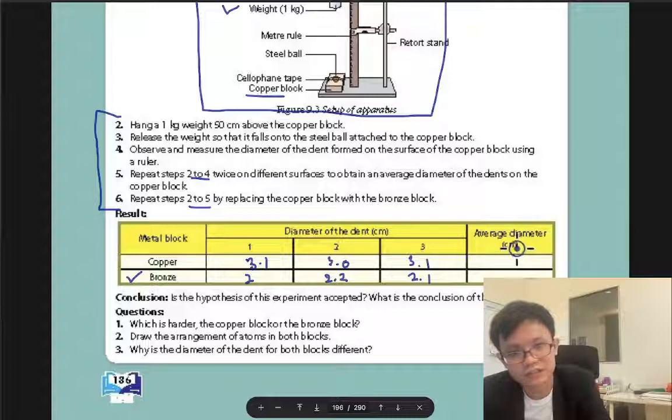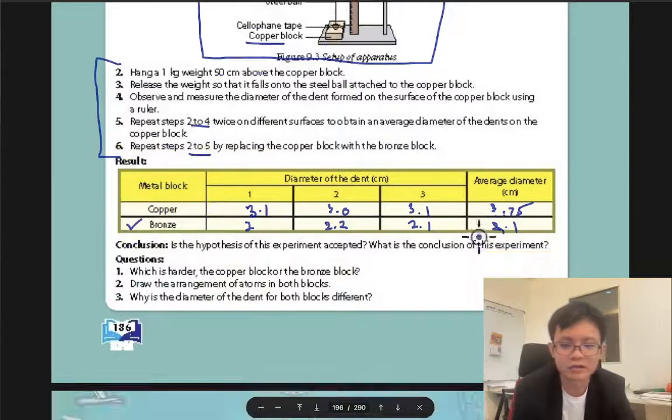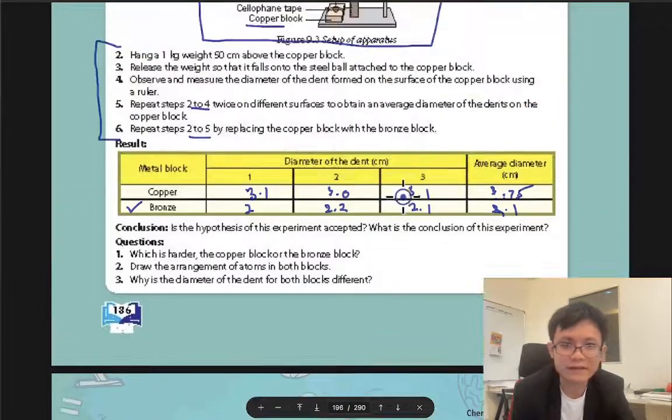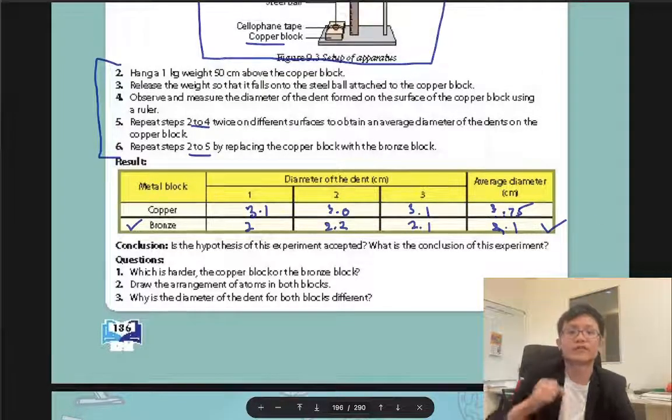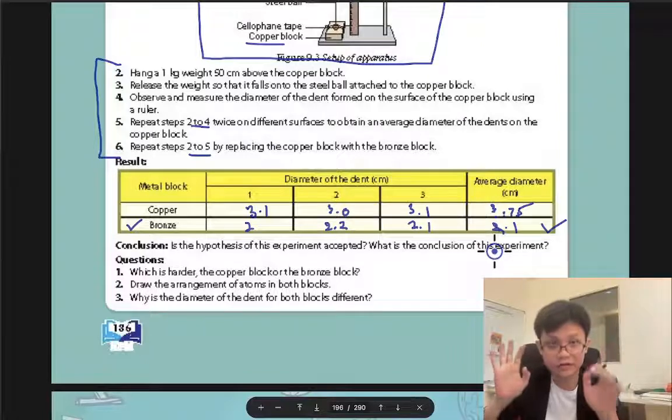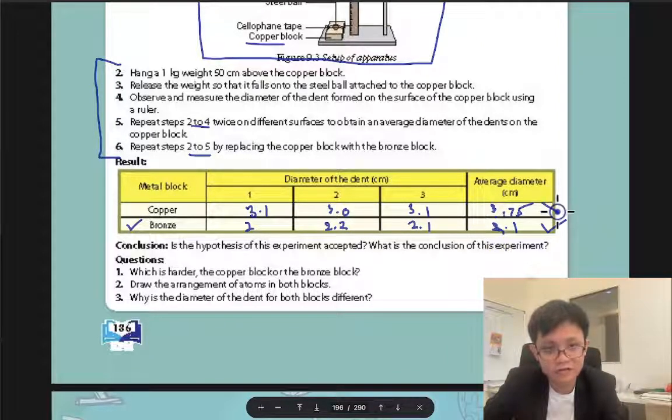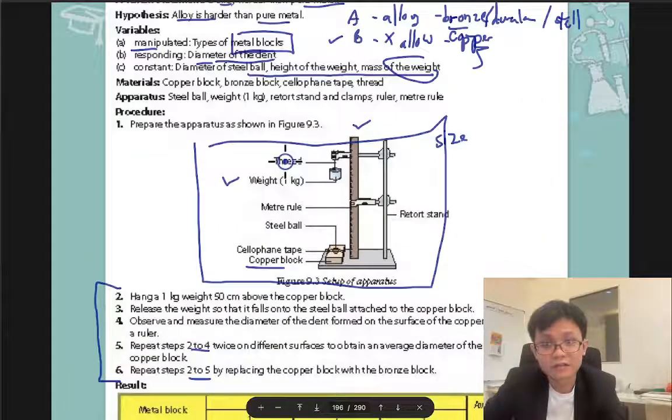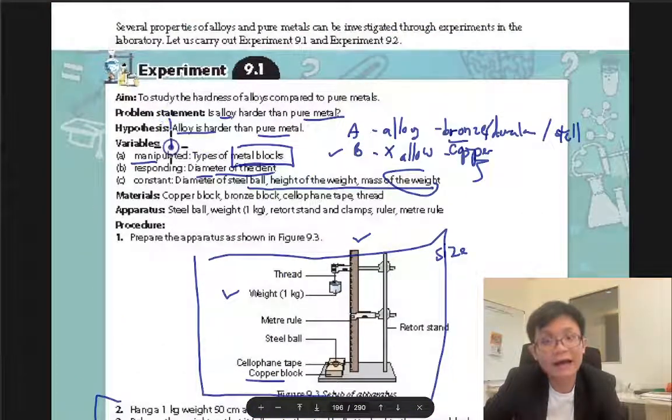So you get the average. Use your calculator, 3.1 plus 3.1 plus 3.2, you get something. 2.1 plus 2.2 plus 2, you get 2.1. So here will be 2.1, here will be around 3.75, is it? I don't know, something like that. Okay, so from the experiment, we know that bronze is stronger, because the hole is smaller. Copper is not as strong as bronze. So the hypothesis is accepted: alloy is stronger.